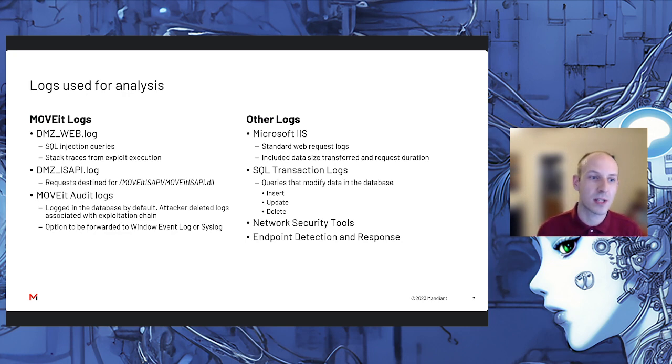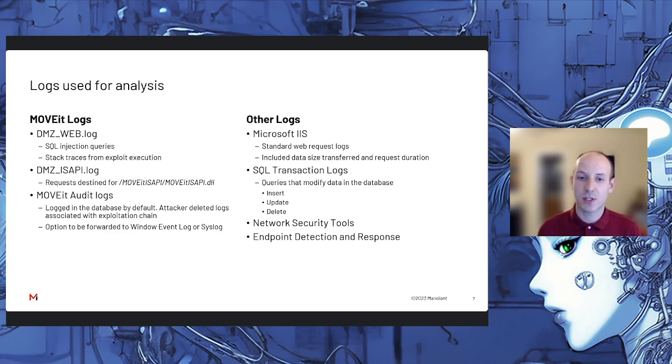And then finally, there was a MOVEit audit log in the application, and this log logs all audit events in MOVEit. So this includes file downloads, login events, logouts, file uploads, and by default, it gets logged to the database that backs the MOVEit application. And what we saw with this attacker, they were actually coming in after they finished their exploit chain and deleting the audit logs from the database. So they were trying to make it harder for anybody to do investigations.